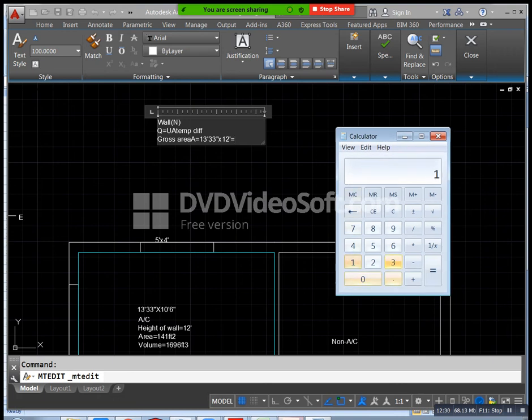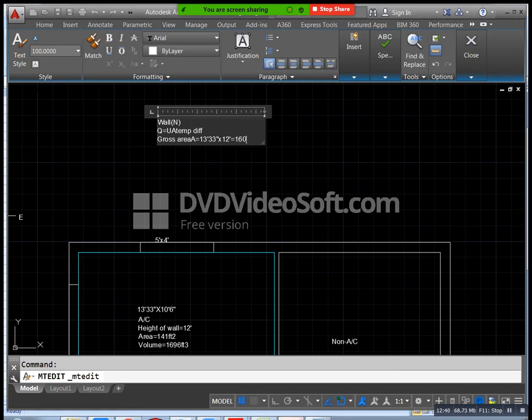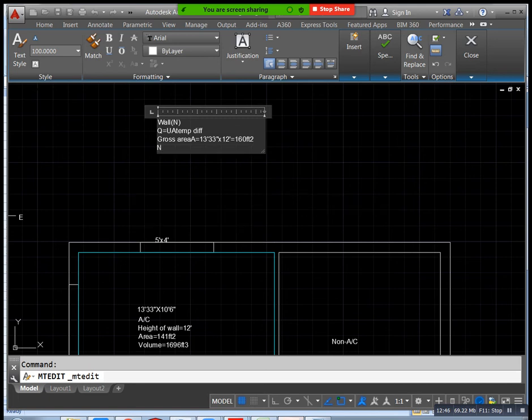This is gross area, but we need net area. What is net area? Net area is equal to 160 minus your window area. How much is there? 5 by 4. 5 by 4 means 20 square feet. Now I can mention 140 square feet here. Now we calculated our gross area and at the same time net area. We know what gross area is and what net area is.